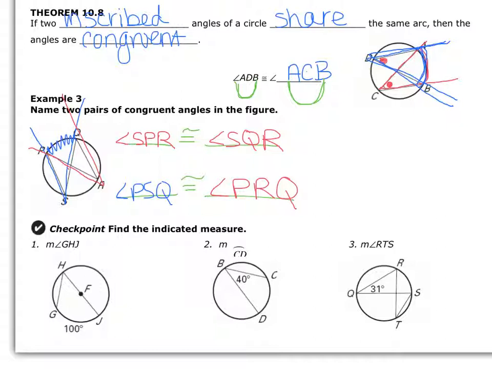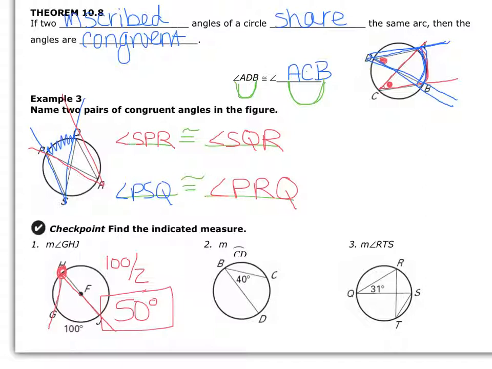All right, so checkpoint, find the indicated measure. We want to find the measure of angle GHJ. Well, where's the vertex? On the circle. So angles that are on the circle are half of the measure of the arc. So if you take 100 and divide it by 2, you get 50 degrees for the measure of that angle. Number 2, find the measure of arc CD. I would like you to do this one and then put your numeric answer in the answer blank on the free response question.